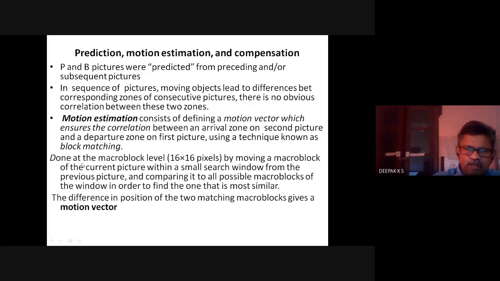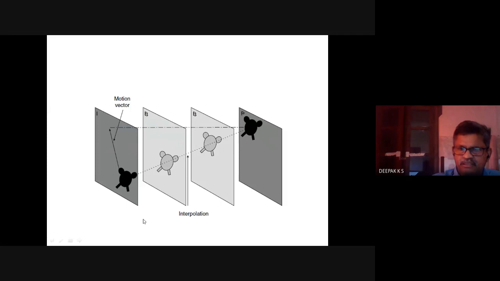So this block matching is done at a macro level by moving a macro block of the current picture within a small search window from the previous picture and comparing it to all possible macro blocks of the window in order to find the one that is most similar. And the difference in position of the two matching macro blocks gives a motion vector. So this is how much you are searching, and this you are finding out.